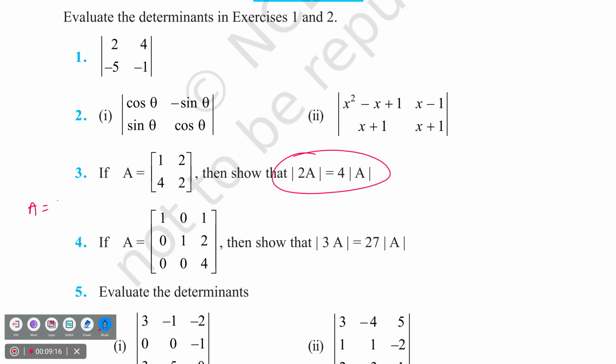A is equal to K into B. When you apply the determinant, what will happen? The order will come in the power, but only for the scalar. Here order 2, so 2 power 2 into A will come. 2 power 2 is 4A. Then surely it will be equal, but you have to show it separately: 2 into this matrix, then take the determinant. And take the determinant without multiplying 2, then when you multiply 4, you will get the same answer.